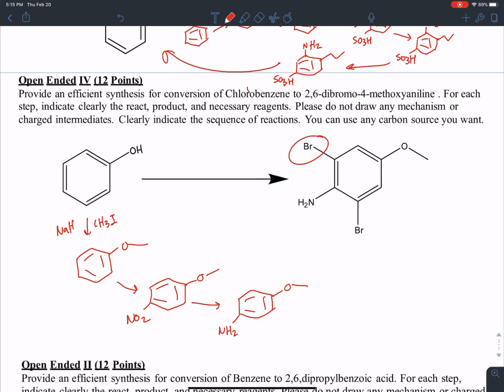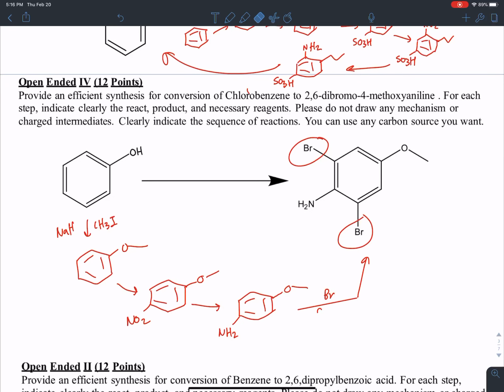Now since we have to add 2 Brs, we don't have to hinder the NH2. The next two things will go here and here because the para spot is already taken. So we don't even have to hinder the NH2. All we have to do is put it through Br2, FeBr3, and it will overdo the reaction and put it in both of the ortho spots. Just like that. So we hindered the OH, we put the NO2, reduced it, and this overdoes the reaction anyway, so you get the last 2 Brs.